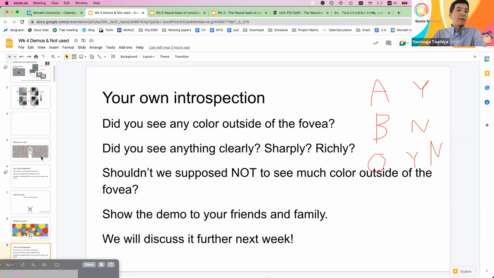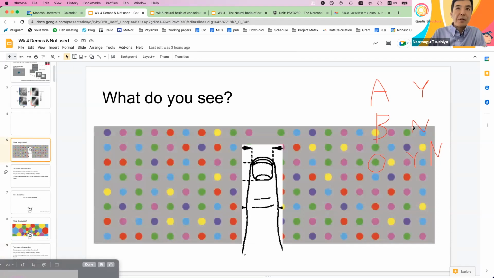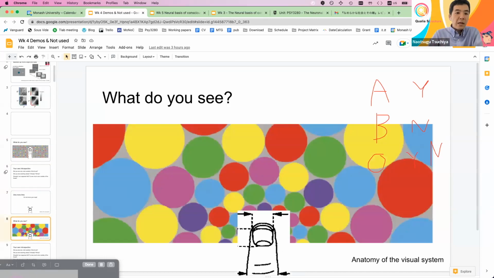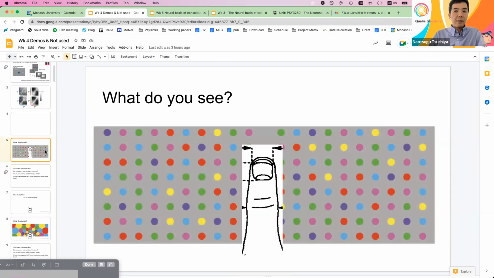What I hope you saw is that here you do see color-like things, but it's not really clear what color you're seeing in each location. But probably you saw something colorful, right? In the other case you probably were able to see a clear color in one location, and even if I ask you to name the color, probably you are able to do that. So what's the difference between this case and this case? That's a question.